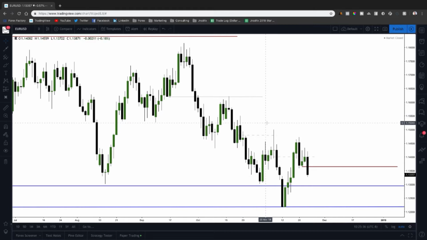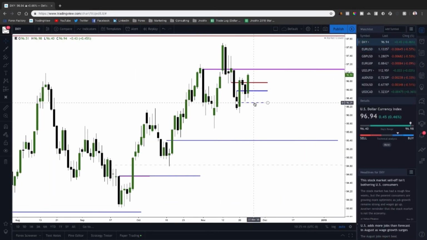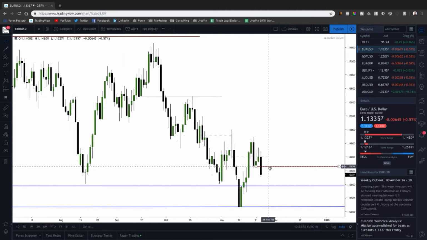Same for dollar index if they break our level. Okay? And the level on dollar index I believe was 95.65. I'm sorry, 96.30. Okay, so we want to see them find resistance here, not break above 1.14 big figure here, and continue selling off.